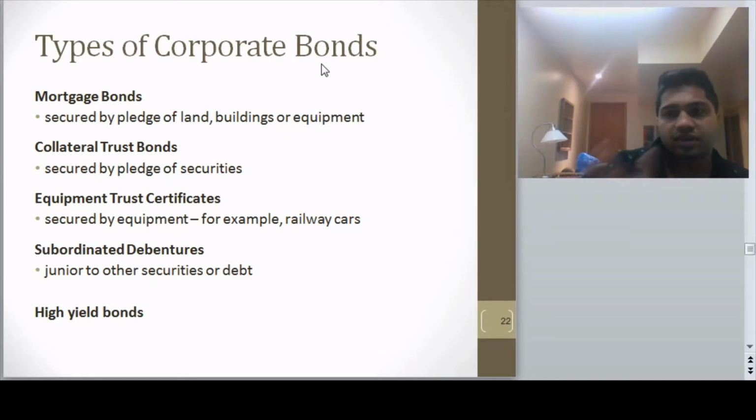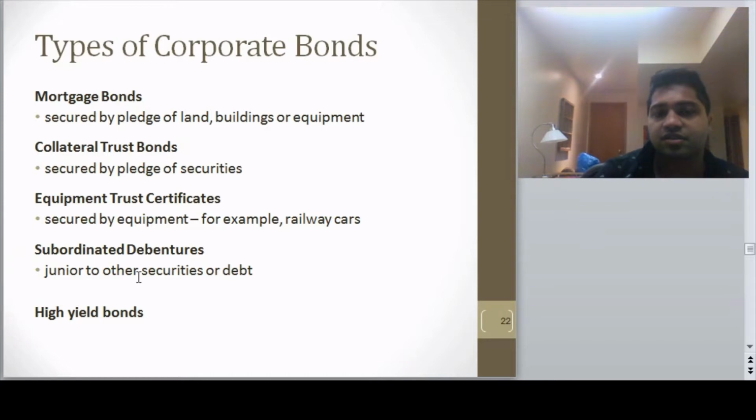Corporate bonds now. So we have seen government bonds. Now let us see corporate bonds. Mortgage bonds. These are secured by pledge of land, building or equipment. Collateral trust bonds. So these are not secured by physical assets. They are secured by a pledge of securities. Collateral trust bonds are generally issued by the holding company by pledging the securities of the subsidiary companies. Equipment trust certificates are secured by equipment, for example railway cars.